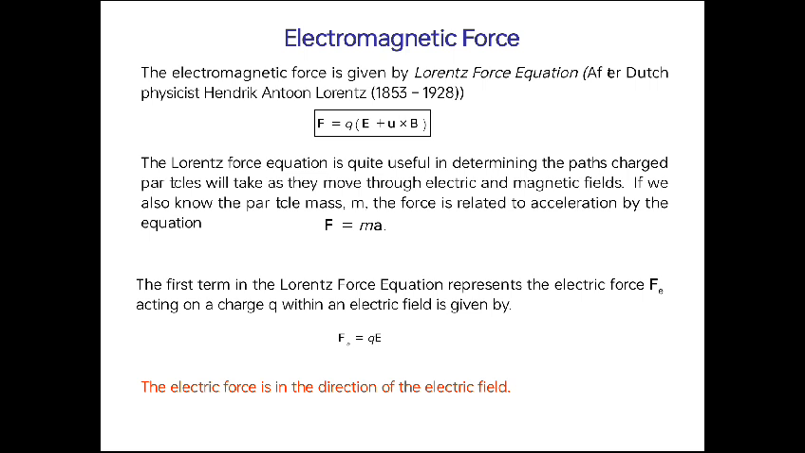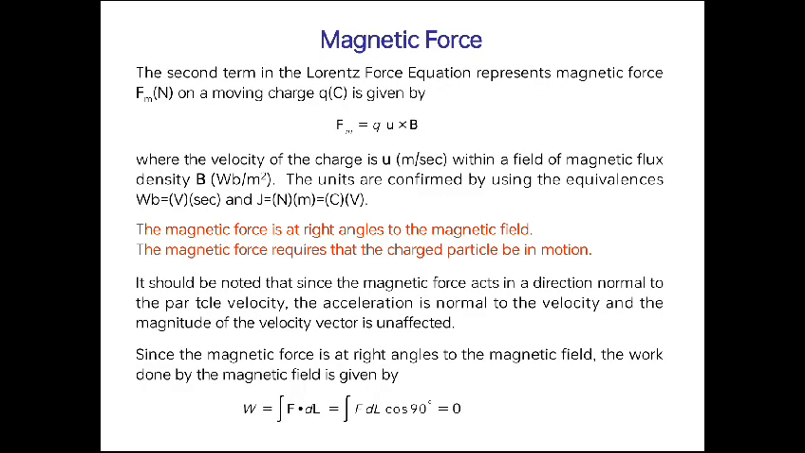The first term in the Lorentz equation represents the electric force Fe acting on a charge q with an electric field, given by Fe is equal to qE. The electric force is in the direction of electric field.